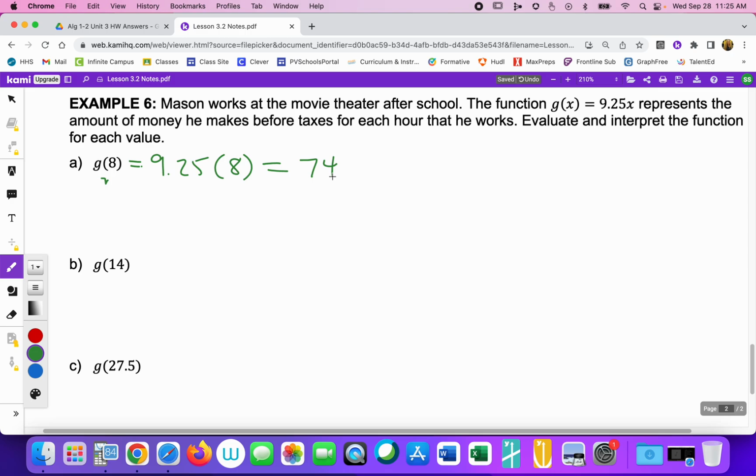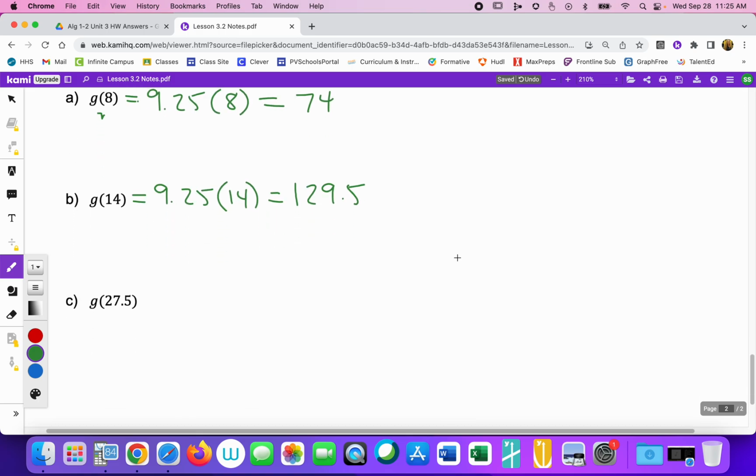We're plugging 14 in for x, so it's 9.25 times 14, which is 129.5. Everyone following? And then 27.5 times 9.25. Don't round it. What's the whole thing? 254.375. Are we all good with that?